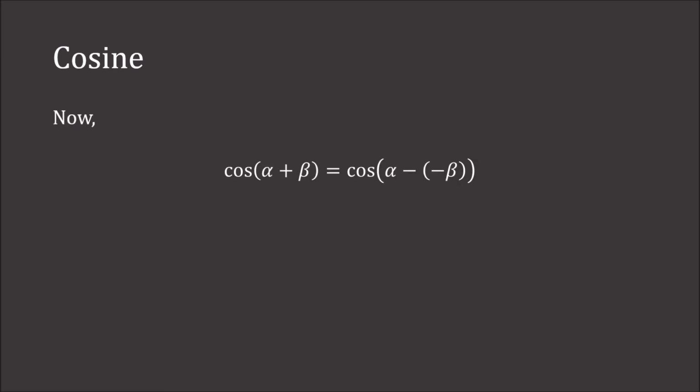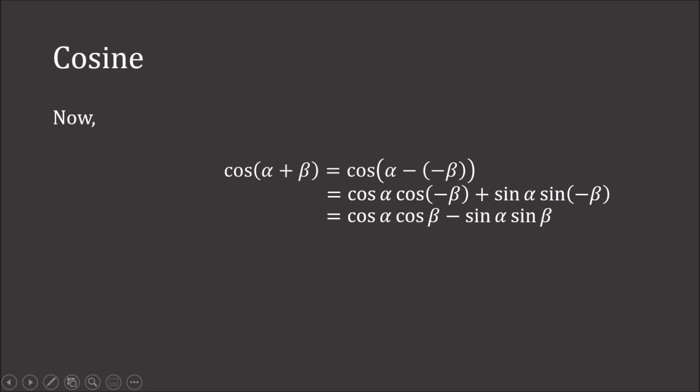Right now, cosine of alpha plus beta, well, that would just be the cosine of alpha minus negative beta, right? So what we're trying to do now is come up with some formula. Well, we can write it as a difference. So using the difference formula we just derived, we get this. Now, cosine is even, sine is odd, so using that, we get this.